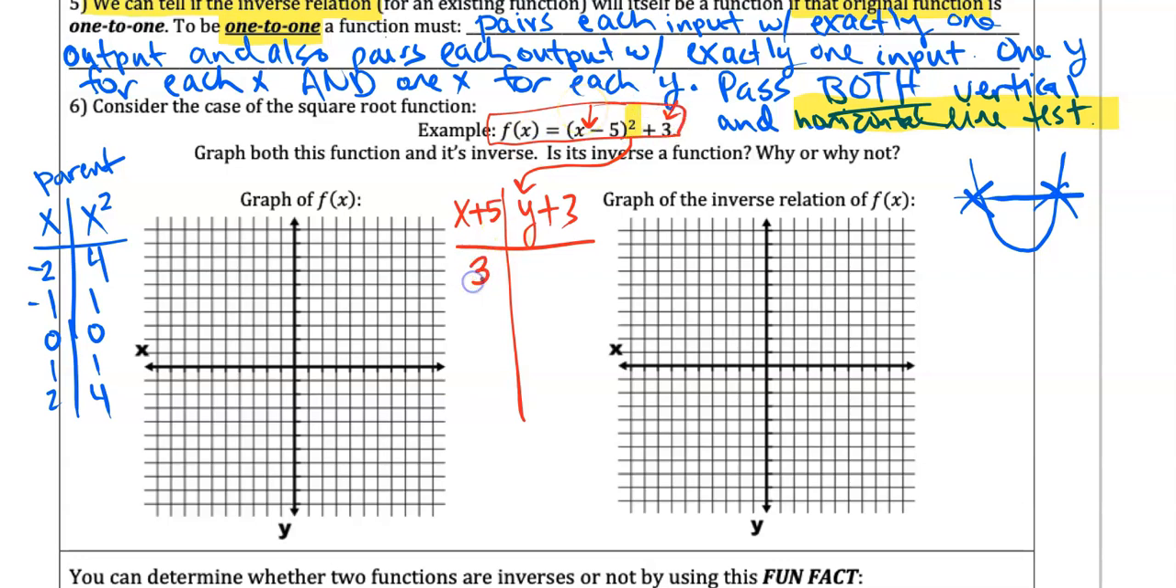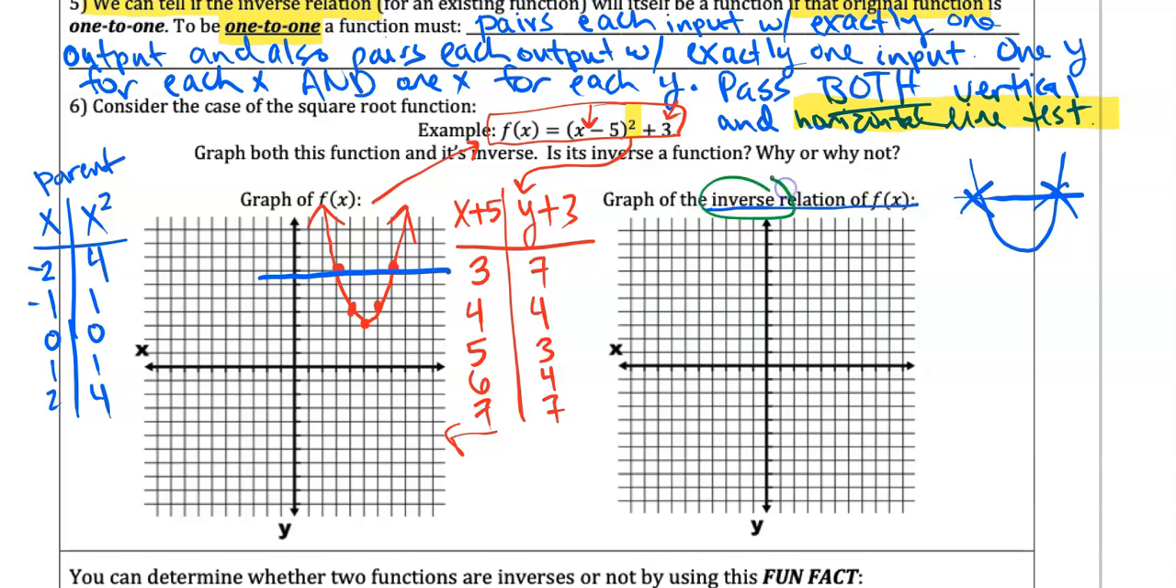So that would be 3, 4, 5, 6, and 7. And then this will be 7, 4, 3, 4, 7. So now I'll plot these points here. Okay, so there's my graph of this function f of x. Notice how it is breaking the horizontal line test. So now we're going to find the graph for the inverse.